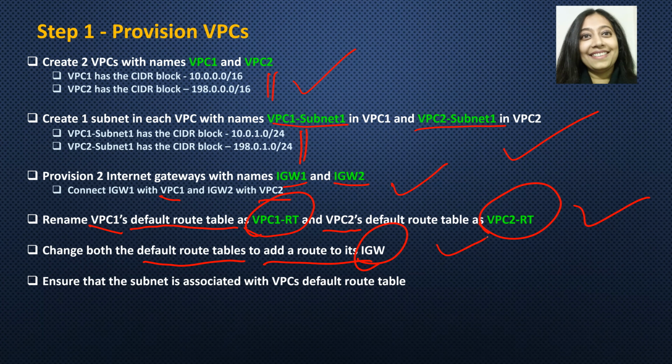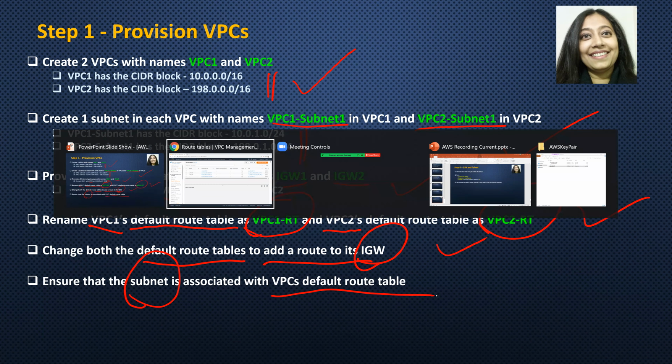The next thing that we need to do is ensure that the subnet that we had provisioned in a VPC is associated with the VPC's default route table. By default, it should be associated, but we are going to double check and ensure that it is.